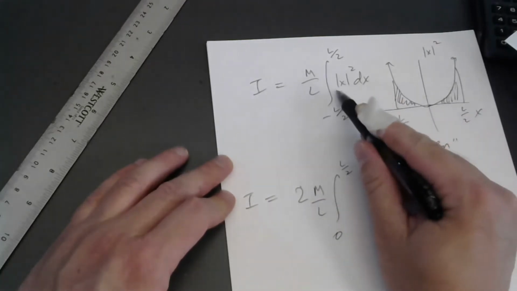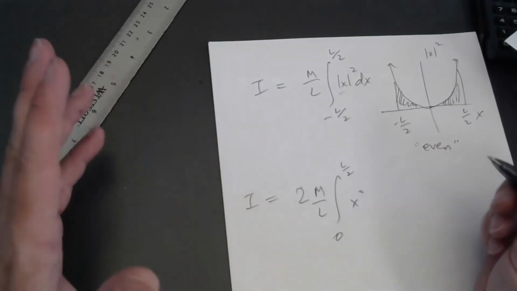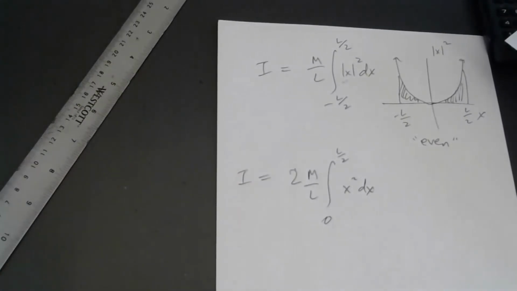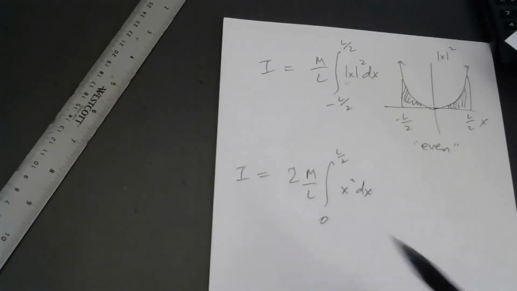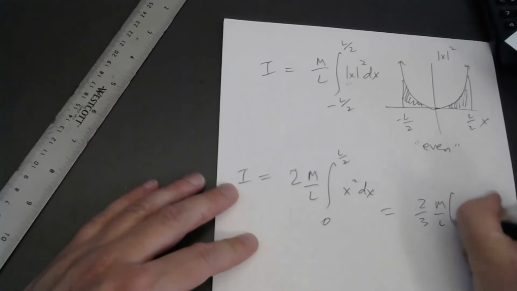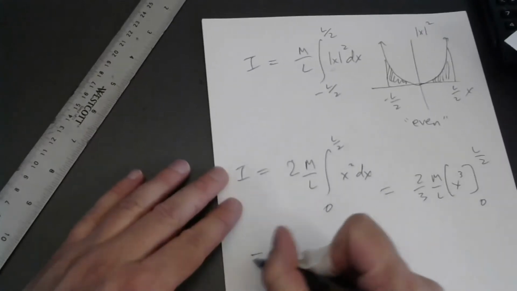And I can throw away the absolute value signs now because x squared is the same as the absolute value of x squared. I could have done that previously, as a matter of fact. And we're practically done because you all know that the antiderivative is x to the third over 3. So that's 2/3 m over L x cubed from 0 to L over 2. Plug in your limits.